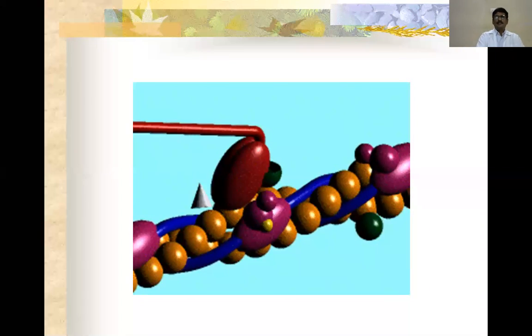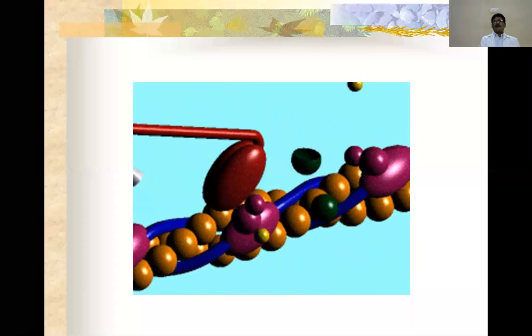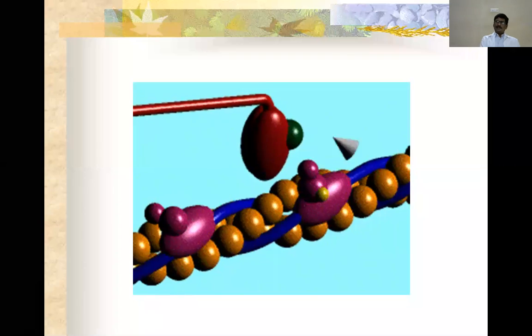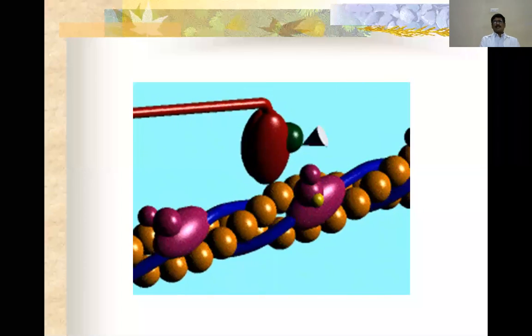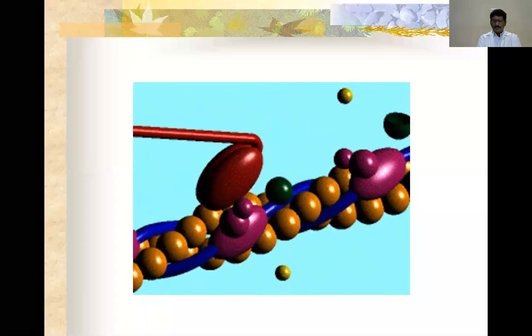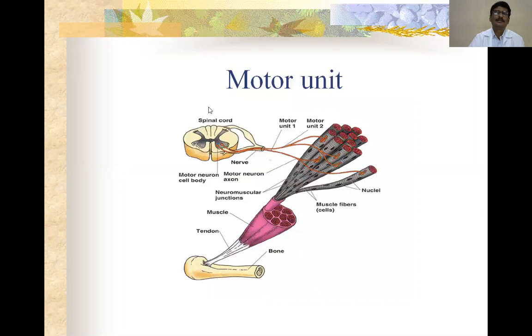So now the entire event we have seen: what is the neuromuscular junction, what are the various structures, how transmission occurs. The next case, how this transmission leads to muscle contraction, that we have seen as EC coupling. So now this is the motor unit: a single alpha motor neuron with all the branches innervating muscle fibers constitutes a motor unit.